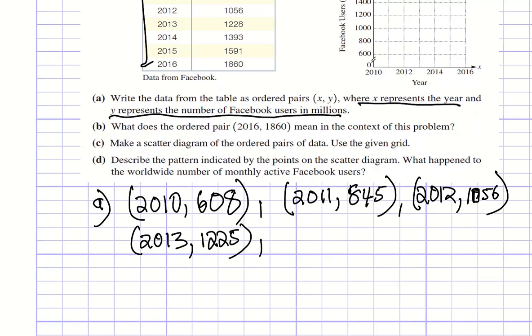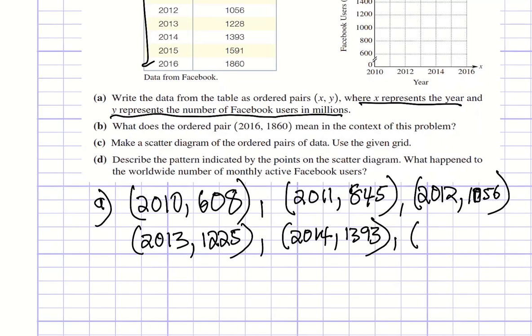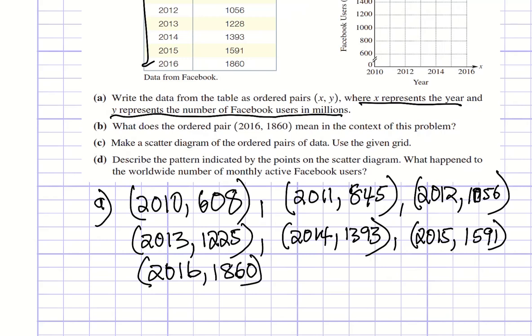2014 is 1393. 2015, how many users? 1591. And then 2016 is 1860. Okay, so you got that. That's A.